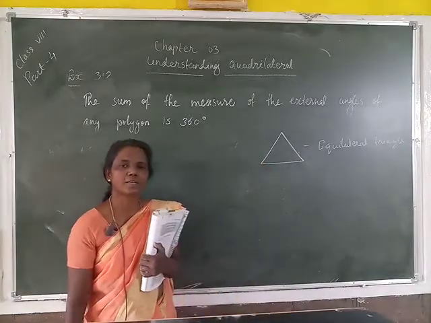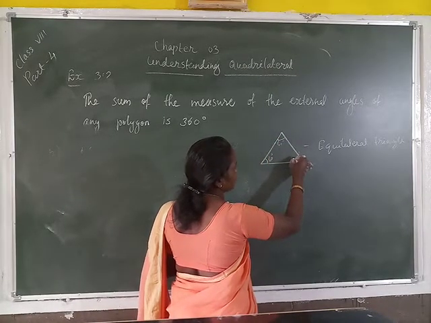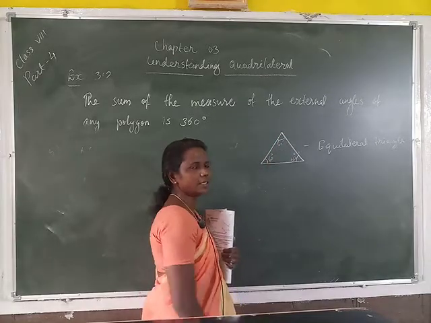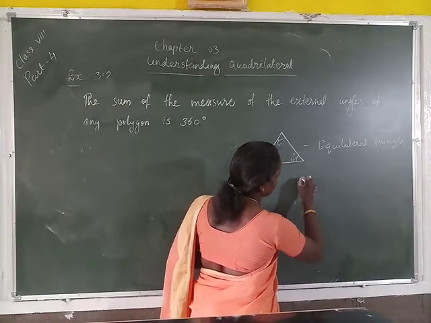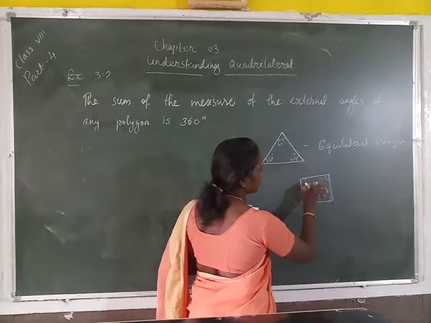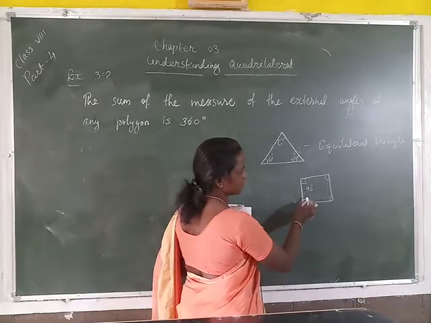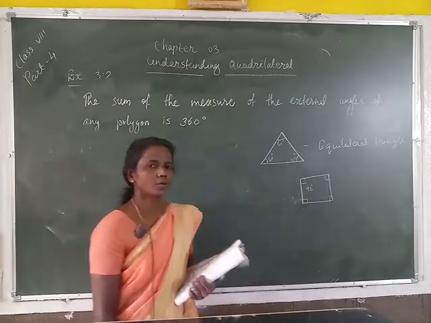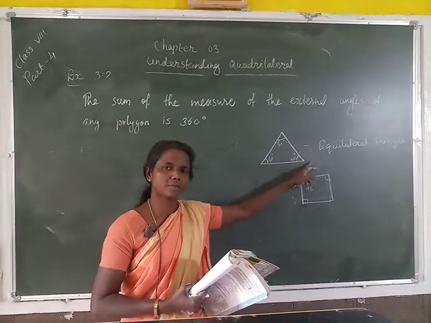We know an equilateral triangle has equal sides and equal angles. How many degrees is each angle? 60 degrees, 60 degrees, 60 degrees. As the number of sides of a regular polygon increases, for example, the four-sided regular polygon, the square, each angle is 90 degrees. Here the number of sides increases and the interior angle also increases. Which regular polygon has the minimum interior angle? The equilateral triangle has the minimum interior angle.